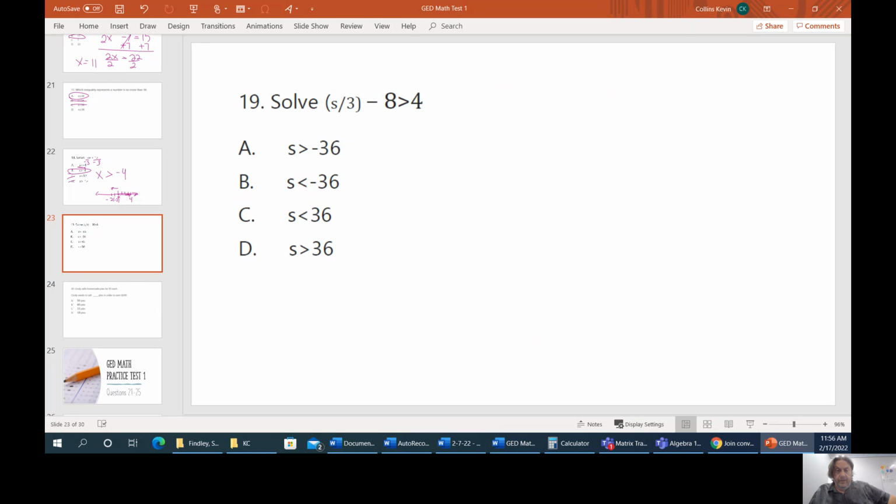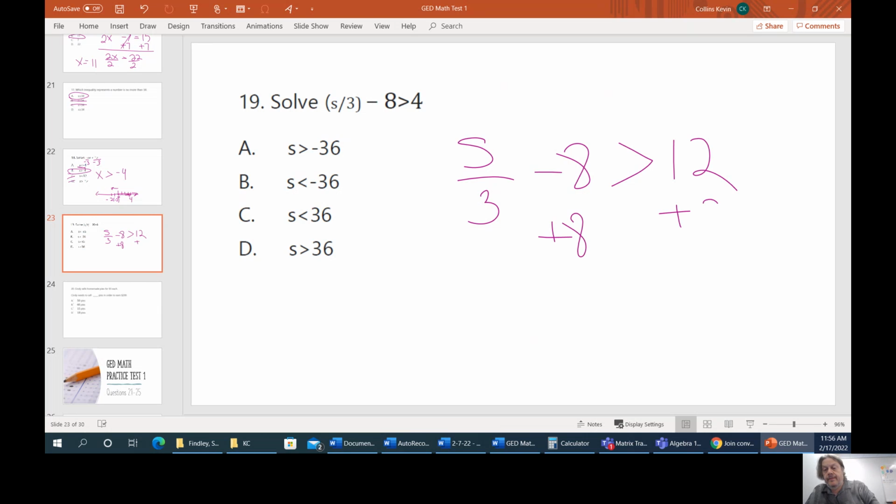So this was a little funky looking. I'm going to rewrite it. This is really s over 3 minus 8 is less than 12. The first thing we want to do is get the 8 to the other side, so I'm going to add it here and here. Minus 8 plus 8 is 0. That's why we did that. Now we have the s over 3. Since we added, we don't have to change anything, and this is going to be 20.